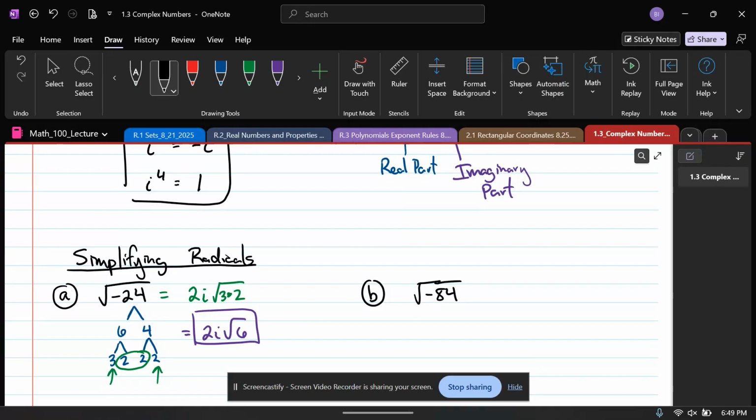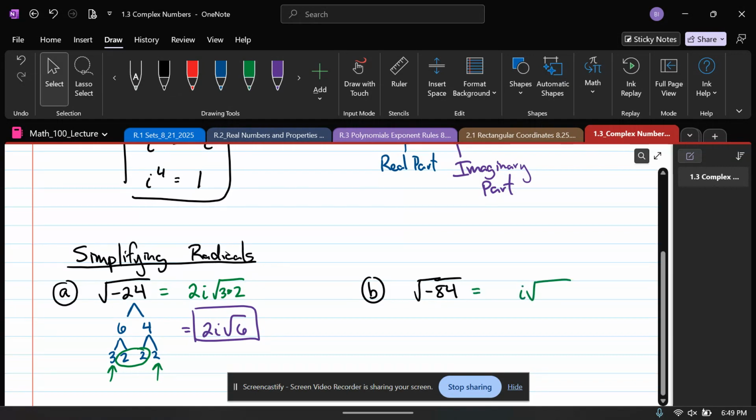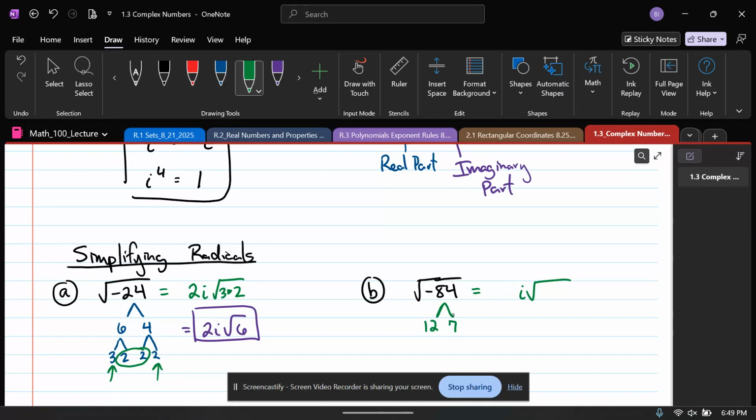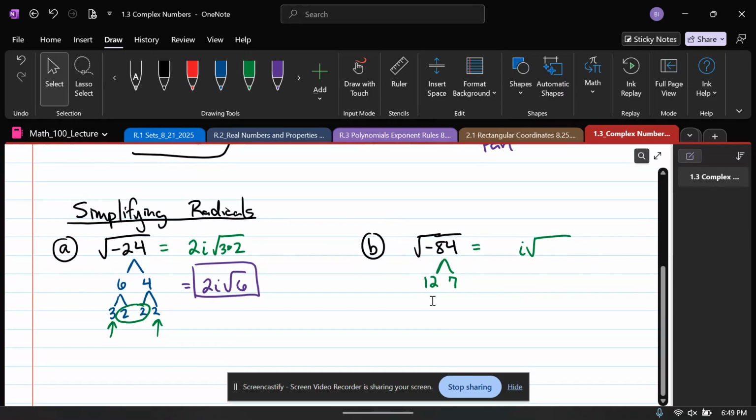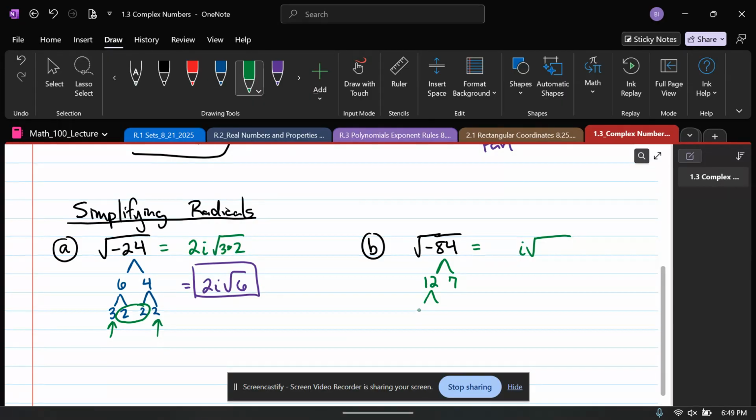Okay, so I have an 84. I've got a negative on the 84. So I know that when I write this answer, I'm going to have an i in front of my radical. I can go ahead and say that. Now I need to break down the 84. I don't worry about the negative anymore because I know it's just going to be an i. So I'm breaking down 84. What multiplies to be 84? 12 times 7. That's kind of nice, because 12 breaks down. How do you want to break down 12? 6 and 2 sounds good.